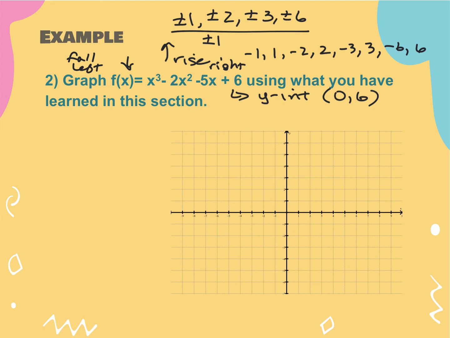I'm going to choose 1. A lot of times 1 and -1 end up being a 0. So let me go ahead and do synthetic because that's one of the numbers in my possible list. So I'm going to put in all the coefficients. So 1, -2, -5, 6. Bring down, multiply, add the column, multiply. I messed up. Let me go back. That should be a -1. Multiply, add the column, multiply, add the column.